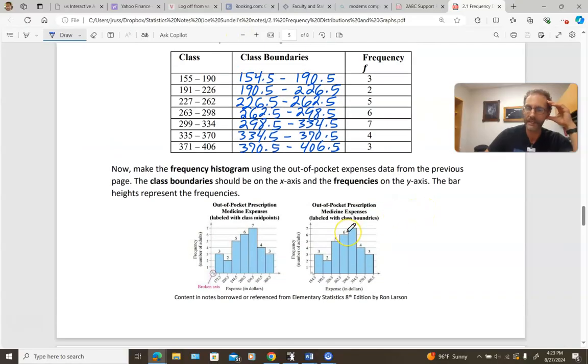All right, so anyway, that's what a frequency histogram is. We're going to talk about distributions later on, but just look, once you make a frequency distribution and then turn it into a frequency histogram, that'll give you a really good idea of the shape of the distribution.